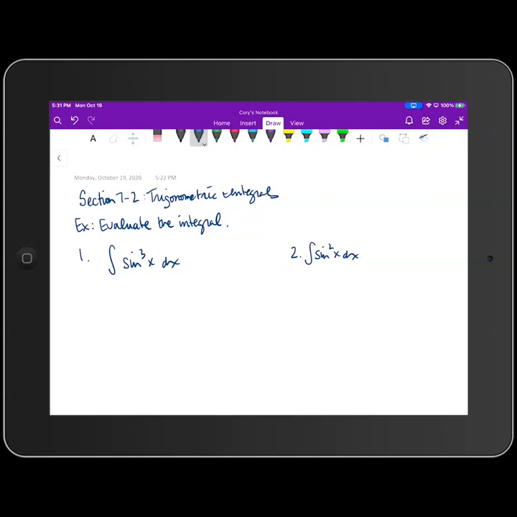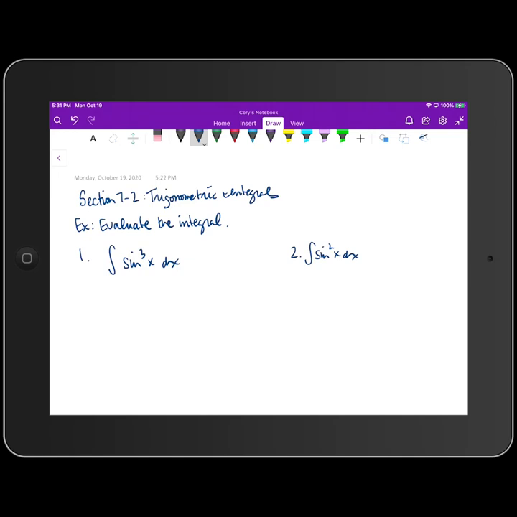Okay, so in the previous section in chapter 7, we took a look at a special integration technique called integration by parts. So we now have integration by u substitution and integration by parts, which are two fancier integration techniques that we have at our disposal. And today in section 7-2, we're going to look at trigonometric integrals, and a way for us to evaluate different types of trigonometric integrals.